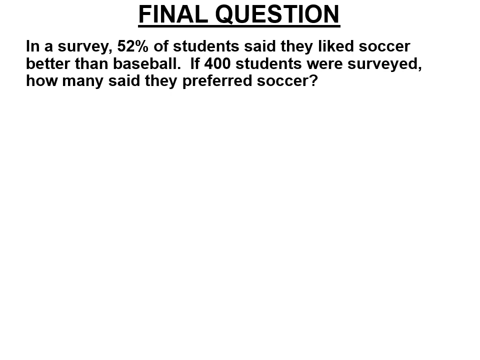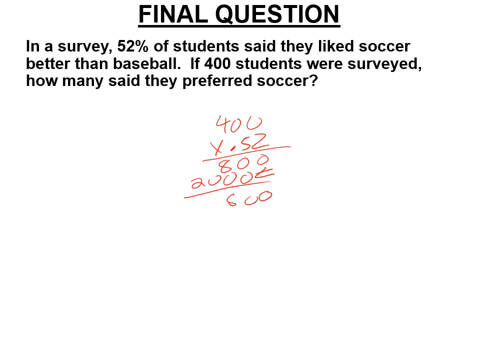52% of students said they like soccer better than baseball. 400 students, right? You're not going to do 52% of 400 easily in your head, but you could. 50% is 200, right? We better get an answer a little bit more than 200. 2 times 0, 2 times 0, 2 times 4 is 8. Step over. 5 times 0, 5 times 0, 5 times 4 is 20. Oh, look at that. And we move the decimal twice. And it's a word problem, so it's 208 students liked soccer.